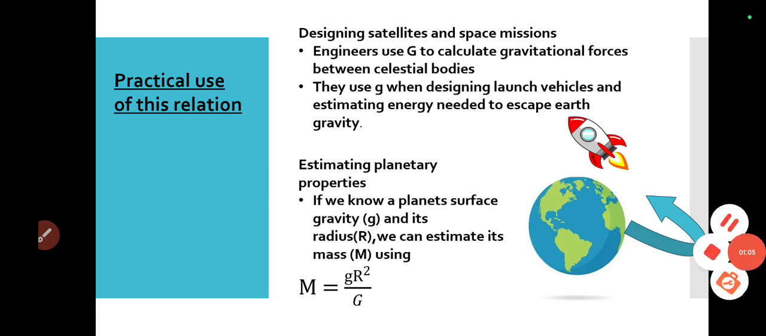So this is all about capital G and small g, which are the gravitational constant and gravity.